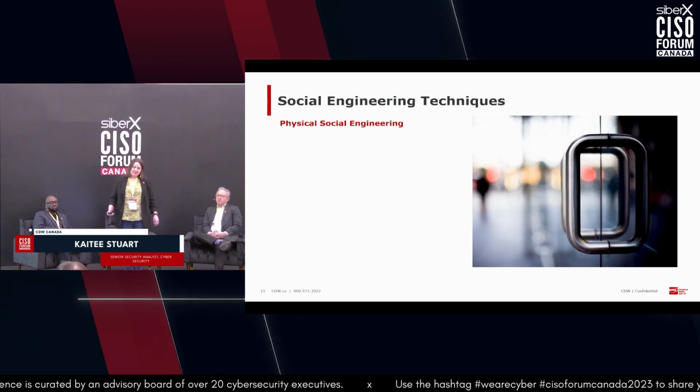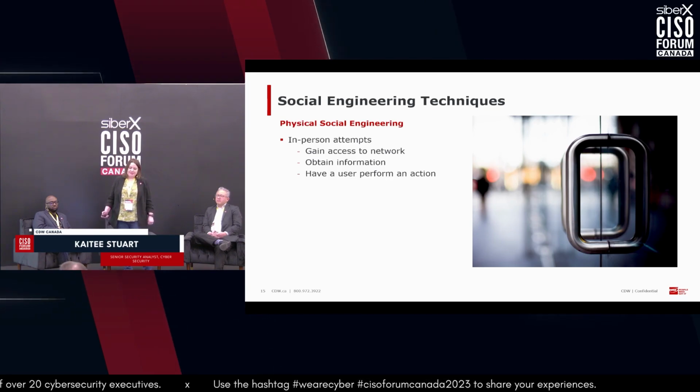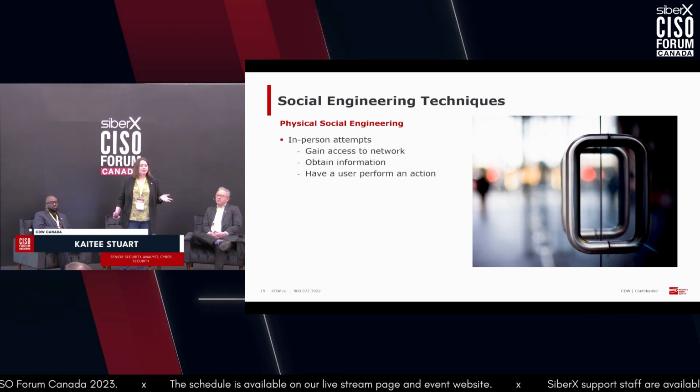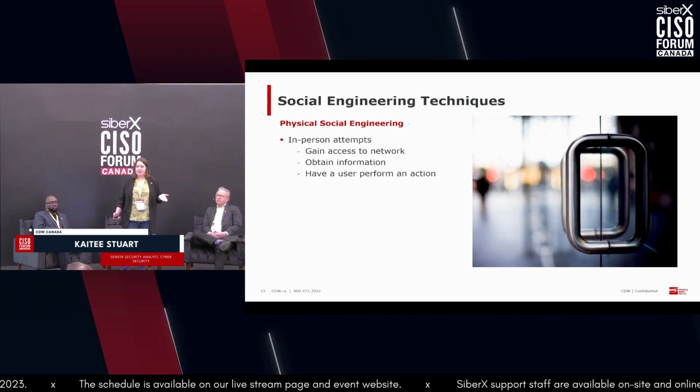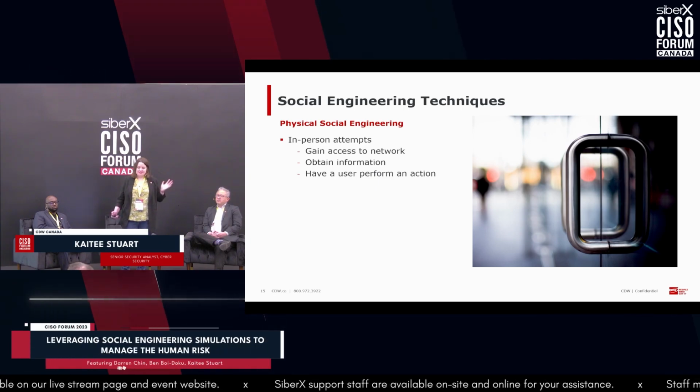So the last technique I'm going to talk about is physical social engineering. These allow a threat actor to gain physical access to otherwise restricted environments, whether it's a secure room in a facility that might otherwise be open to the public, or a secure facility that's barricaded by gates and doors and tons of security features.